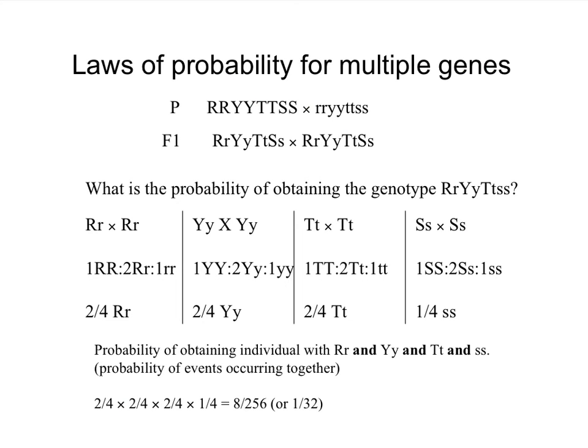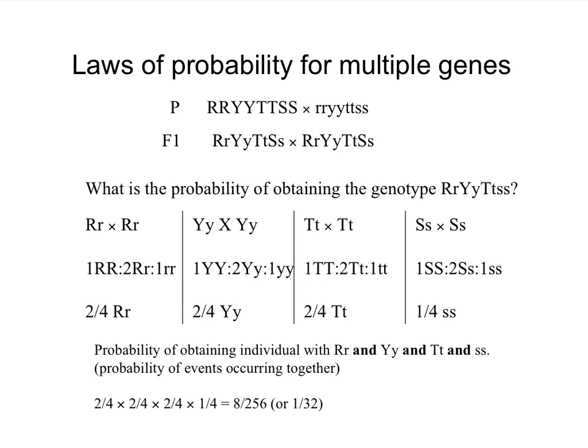The laws of probability for multiple genes. What's the probability of obtaining the genotype RR, YY, TT, SS? Now we're dealing with 4 genes. You get 1/4 for this, 2/4 for that, 2/4 here, and you do a separate Punnett square for each of those. What's the probability of obtaining an individual with RR and YY and TT and little s, little s? The probability of events occurring together. There's the word and. So you just take each and multiply them times each other, and you get 8 out of 256, or 1/32, 1 out of 32 possibilities.